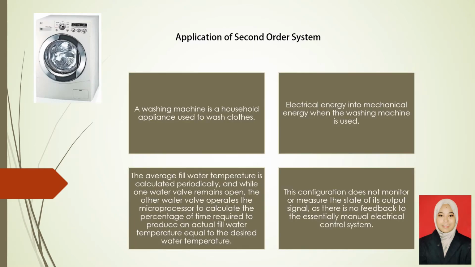Now I will present about the application of second order system for the washing machine. First, a washing machine is a household appliance used to wash clothes. Second, it converts electrical energy into mechanical energy when the washing machine is used.